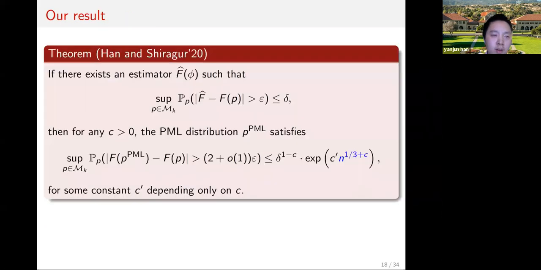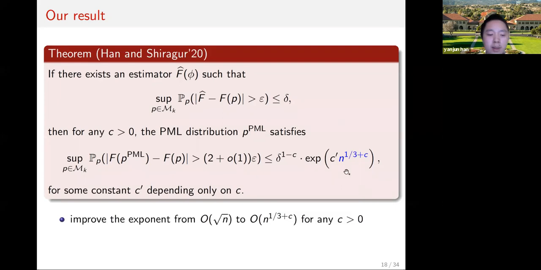And the main result in this part is that actually a general improvement is possible. We could improve the e to the power root n competitive factor to an improved exponent like n to the 1/3 plus any small constant c. So basically, it means that we can improve the exponent in the competitive factor from root n to 1/3 plus c. And we also know that currently we will have a worse dependence on the error probability delta because the exponent 1 minus c will be strictly smaller than 1. But this typically does not matter because delta is typically exponentially small. So raising to another exponent will not change the rate of the exponent.